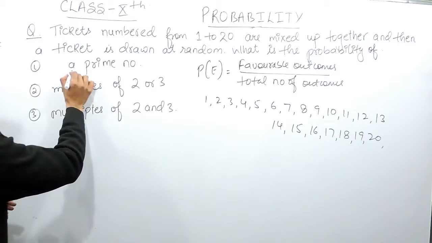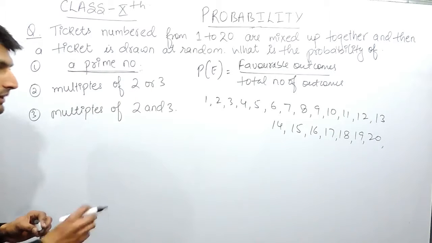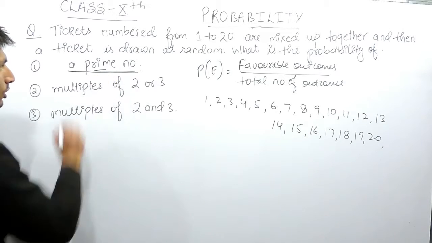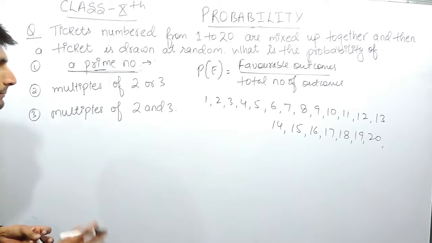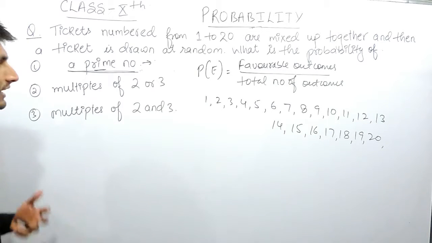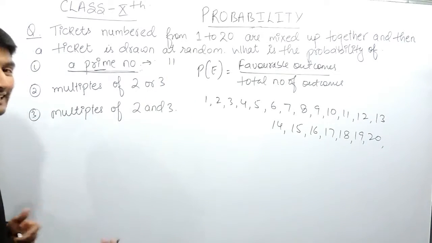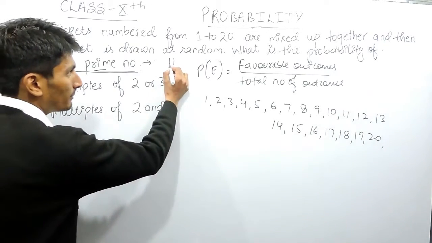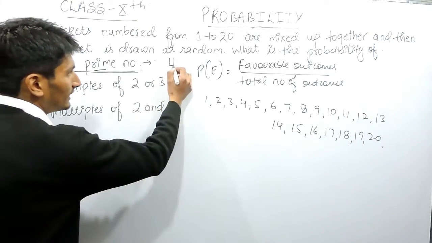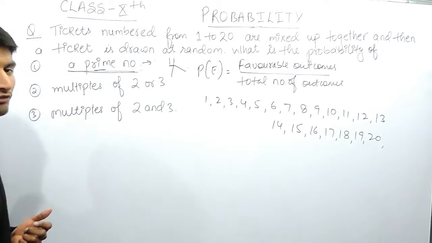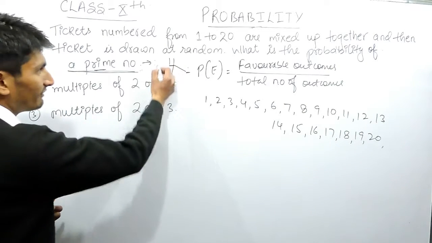In the first case, you have to find the probability that the ticket which is drawn has a prime number printed on it. So first of all, we must know what a prime number is. In simple definition, a prime number is a number which is not divisible by any other number. Means 11 is a number which is only divisible by 11, which is itself, and by 1. Or you can say a prime number has only two factors: one is 1 and the second is the number itself. So this is the definition of a prime number.